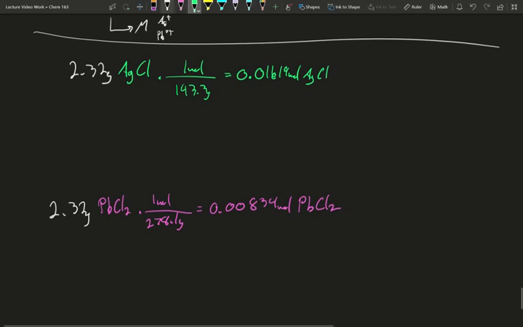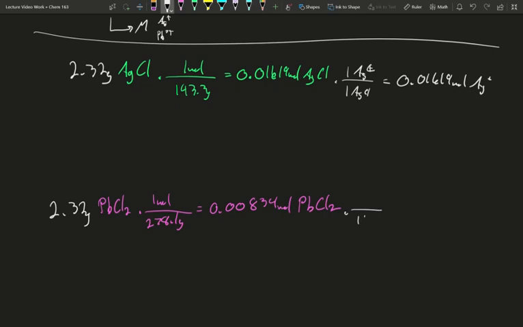However, they are 1-to-1 with the ion. So 1 silver chloride would give us 1 silver ion originally. So 0.01619 mole of silver ions must have been in solution to be crushed out when we flooded it with the sodium chloride.